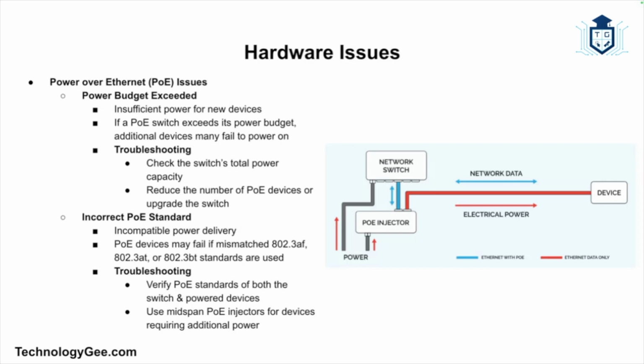And we're going to start with Power over Ethernet issues. And within that, we have what is called the power budget being exceeded. So if the PoE switch exceeds its power budget, then new devices may not power on. And to fix this, you want to check the switch power capacity. And then you want to reduce the number of PoE devices or upgrade the switch.